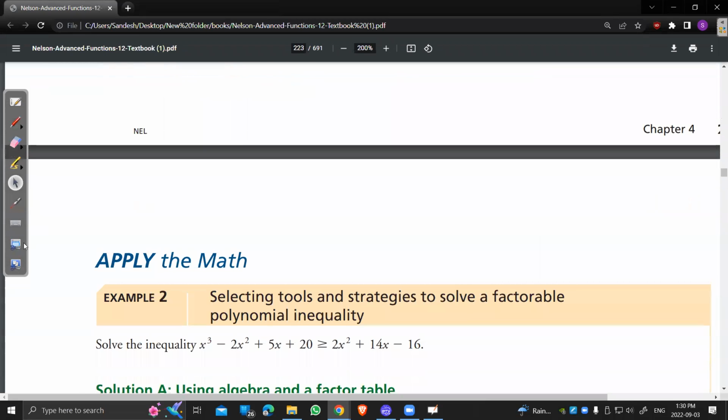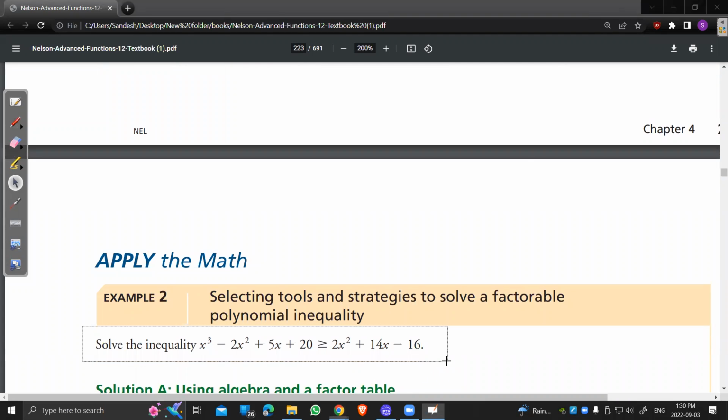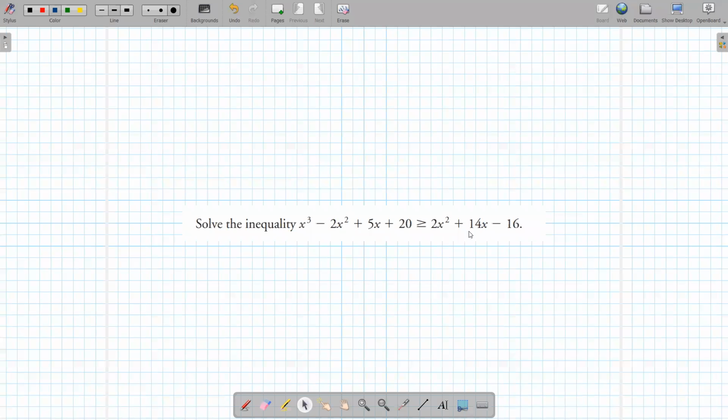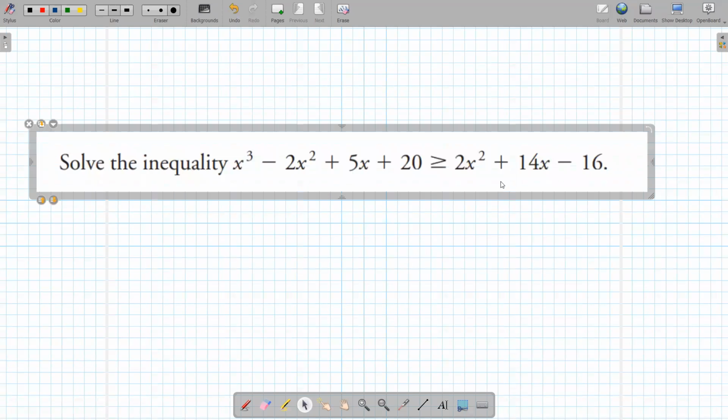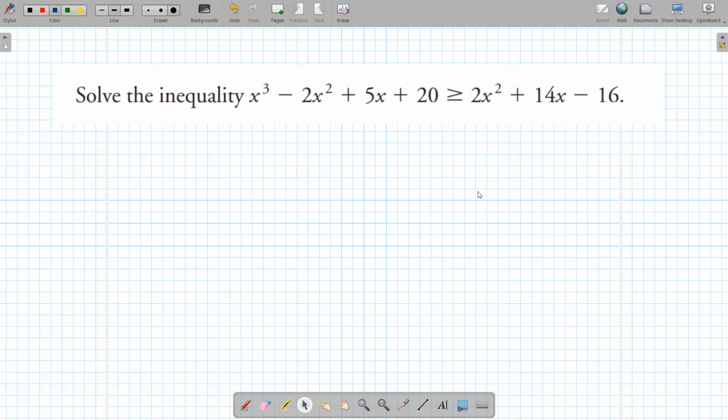Let's look at this question. Again, to solve something like this, you're gonna first need the x-intercepts. How do we go about finding the x-intercept for something like this?